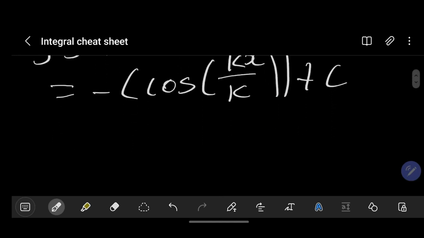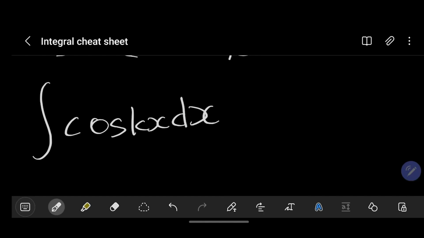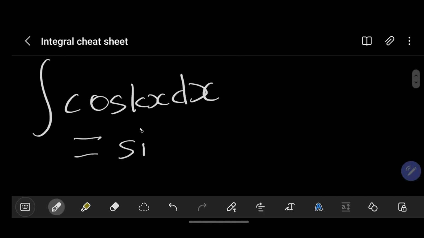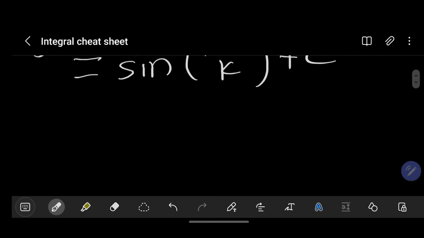And the final rule for now is the integral of cos kx dx, that's equal to sine of kx over k plus c. We know the integral of cos is sine, and similarly to the previous one, it's kx over k plus c. Okay, so these are the rules to remember, because when you do get trig functions, you can immediately identify what the answer should be, or what you should simplify it to, and then work out the problem itself.